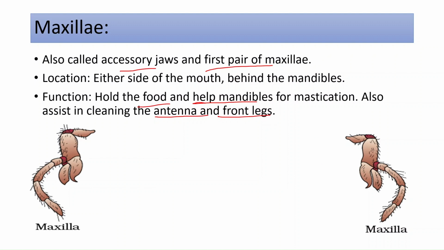Now these structures over here which you see, this structure and this structure, these are the maxillary palps. Okay, maxillary palps are present. What is the function of the maxillary palp? It is a tactile organ. Tactile means it is sensory, it is sensitive. So these are two tactile organs present in each maxilla.